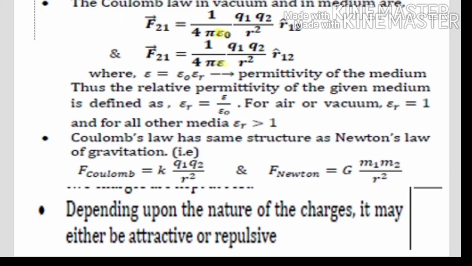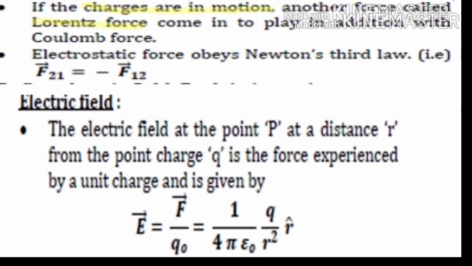In this equation, the letter G indicates the gravitational constant, whereas in the first equation, K indicates the proportionality constant. The next point tells that depending upon the nature of the charges, the Coulomb force may be attractive or repulsive. The next point is about Lorentz force. If the charges are at rest, the force between them is said to be Coulomb force. If the charges are in motion, some other force named Lorentz force will come into action in addition to the Coulomb force.